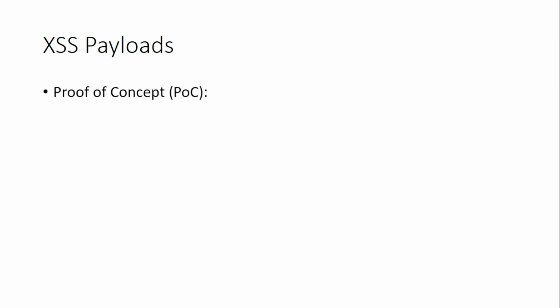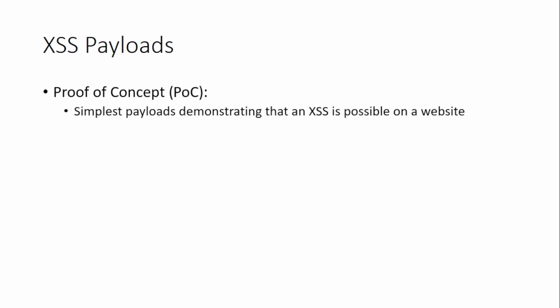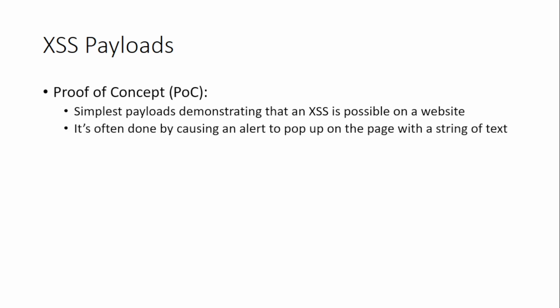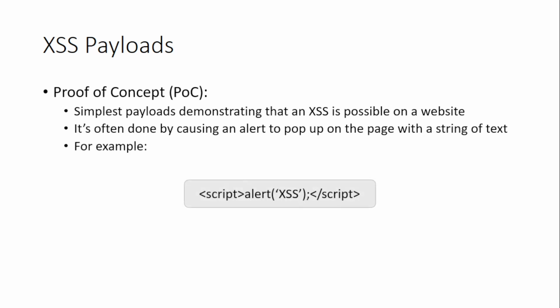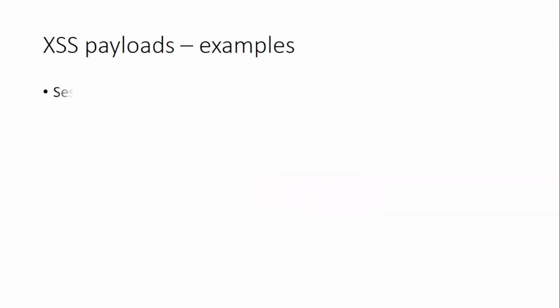Here are some examples of XSS intentions. So a proof of concept. The proof of concept is the simplest payload demonstrating that an XSS is possible on a website. We often do it by causing an alert to pop up on the page with a string of text. For example, here. So as you can see, the alert here, it's a JavaScript function that will cause a pop-up to appear.